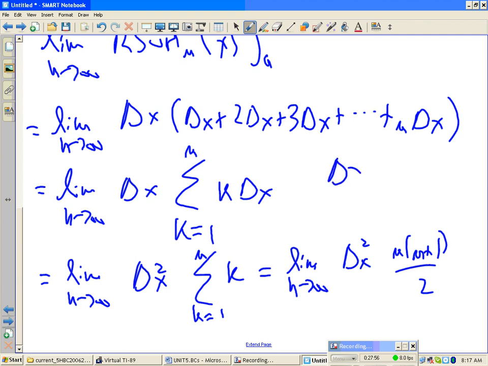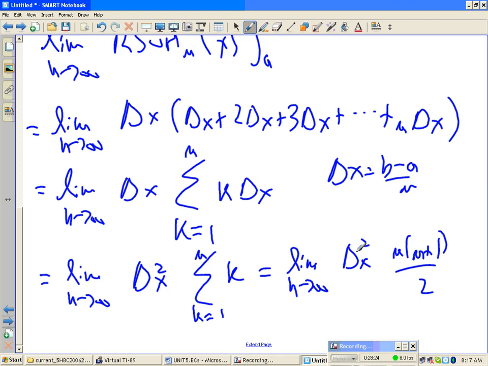Now what's delta x? Remember that delta x is b minus a over n. But in our example, that's if k goes from 1 to n, whatever n is. This just represents 1 plus 2 plus 3 plus 4 plus 5 plus 6. That's the sum.